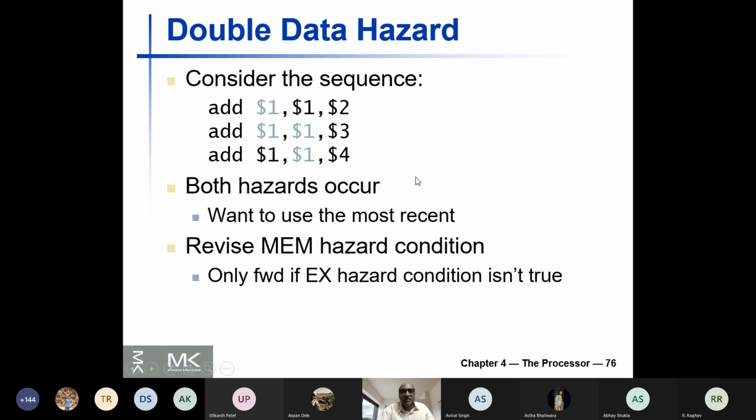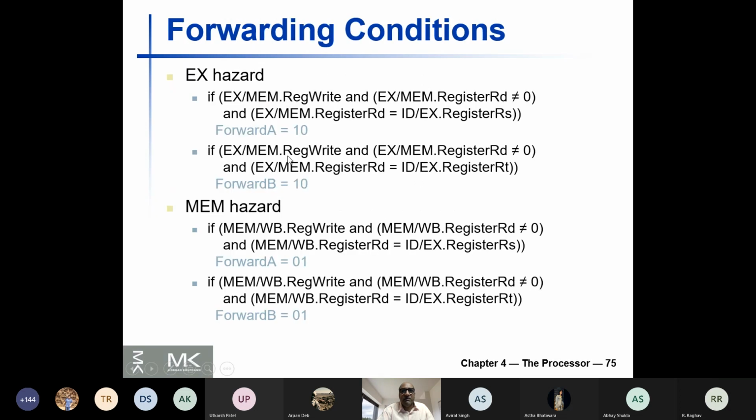What I mean to say is that you are checking the conditions either for an EX hazard or a memory hazard. EX hazard means tapping the output from the end of the execution stage to the current execution, and memory hazard means tapping the output from the end of the memory stage to the execution stage. So we are checking these two conditions. In most cases, only one of these two conditions will be satisfied, so we forward the appropriate value.